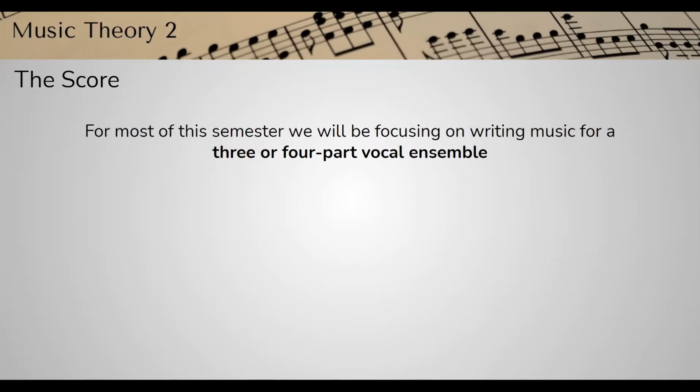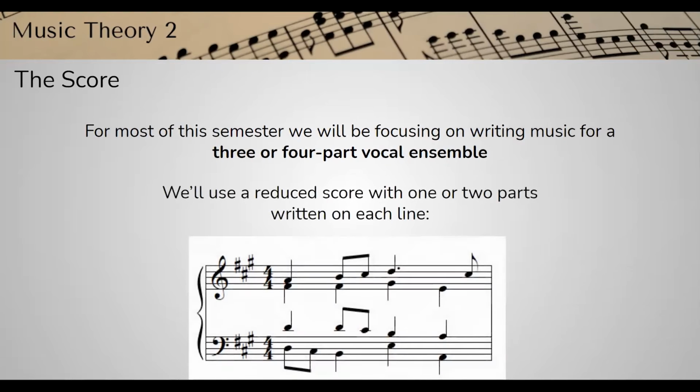So for the rest of the semester, we'll be focusing on writing music for a 3 or 4 part vocal ensemble. And we'll be writing it on what's called a reduced score, on which we will have 1 or 2 parts on each line. Okay, so you'll see here that there are 4 parts to this score, right? And all 4 parts can be seen really easily on this 2-stave score.